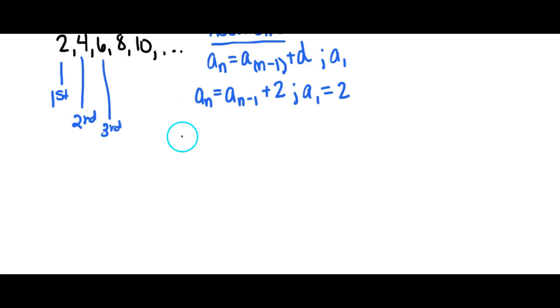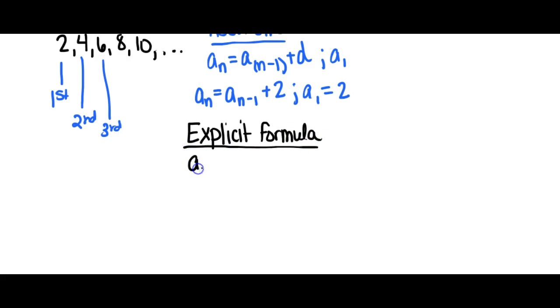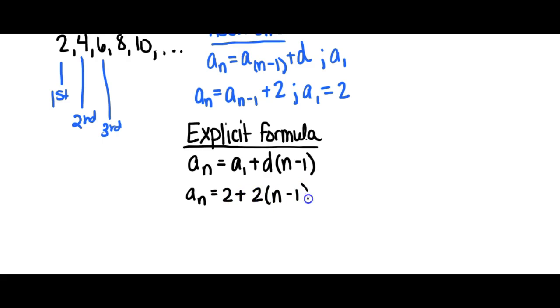We have something else called the explicit formula. Now, the explicit formula, I think, is a little bit more useful just because you can find any term using this. So the explicit formula is a sub n equals whatever the first term is, plus the difference, times the quantity n minus 1. In this case, since our first term is 2 and our common difference is 2, it'd be a sub n equals 2 plus 2 times n minus 1.